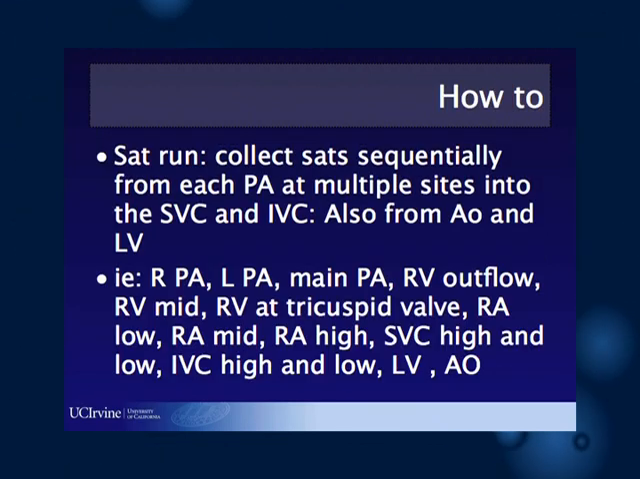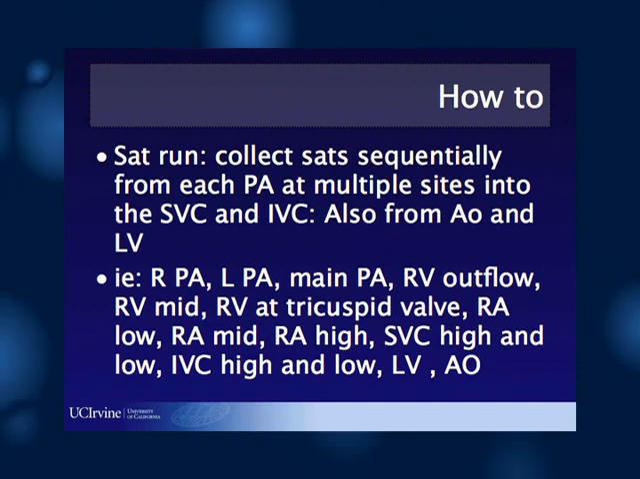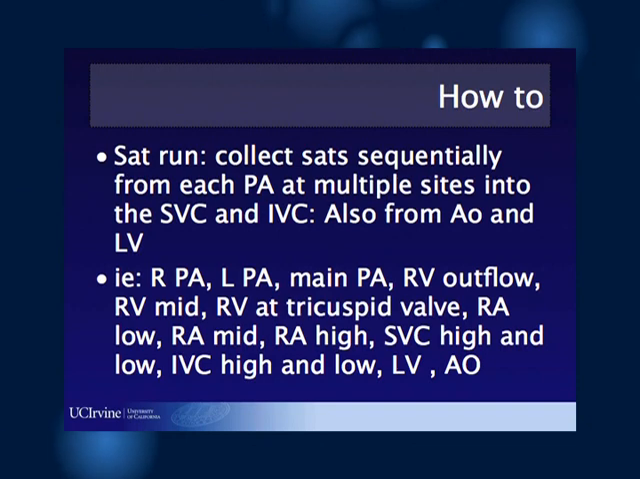The saturation run is performed by collecting samples from each of the multiple sites from the superior and inferior vena cava all the way through the right heart, the tricuspid valve, the right ventricle, and up into the pulmonary arteries, the left and right and main pulmonary arteries. We also collect blood from the aorta, occasionally from the left ventricle, and if possible from the pulmonary veins if these sites are available.